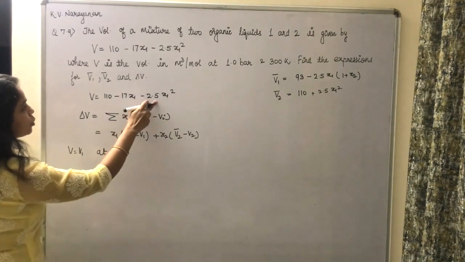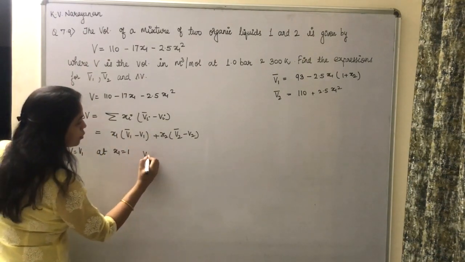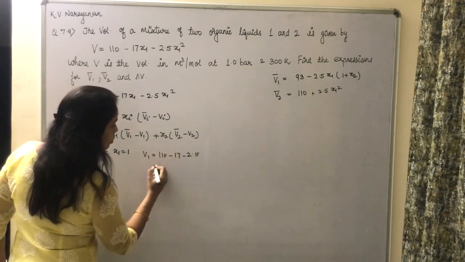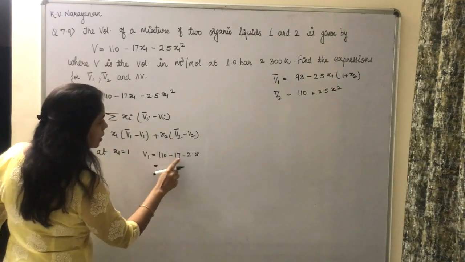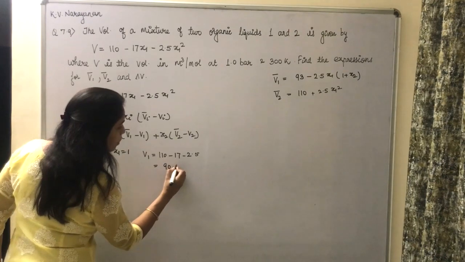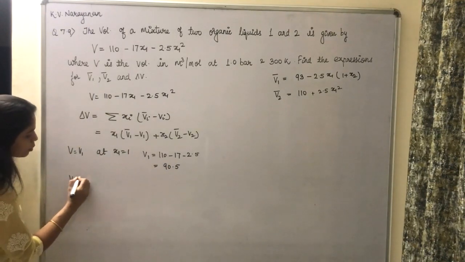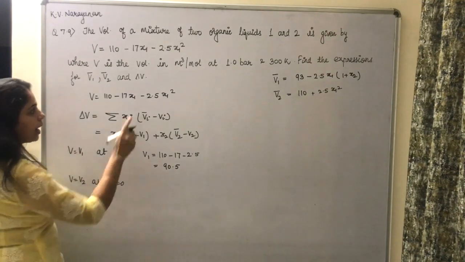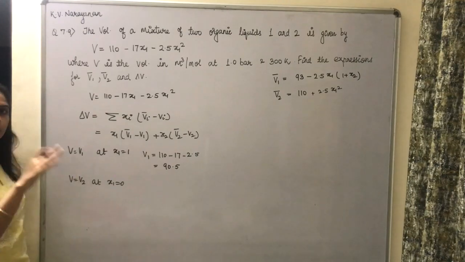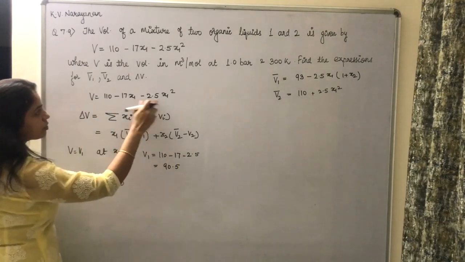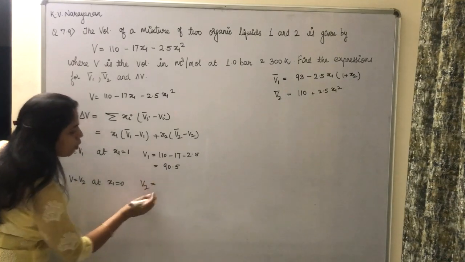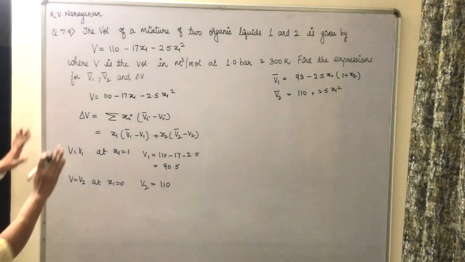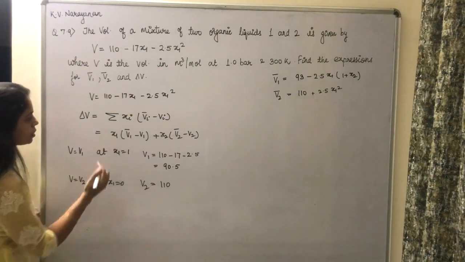When you substitute x1 = 1 here, V1 will be 110 - 17 - 2.5. So this is 93 - 2.5, which is 90.5. Similarly, V = V2 when x1 = 0, that means only component 2 is there. So just substitute x1 = 0 over there and we get the volume of component 2, which is 110. Now we have all the values, so just substitute the values in this equation.